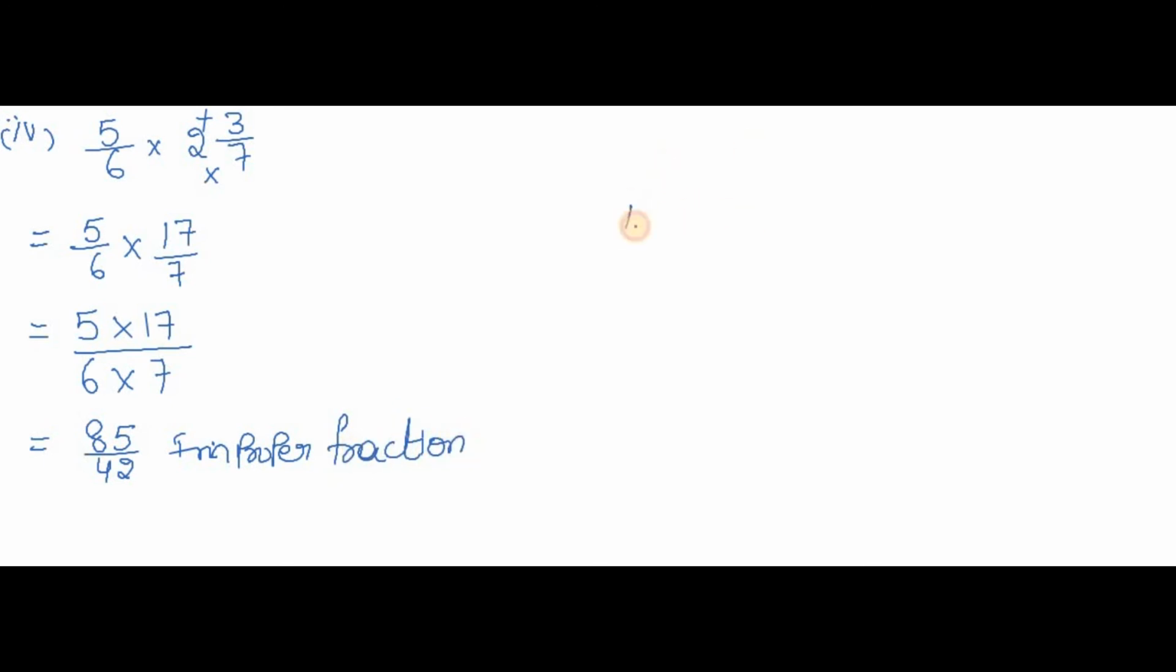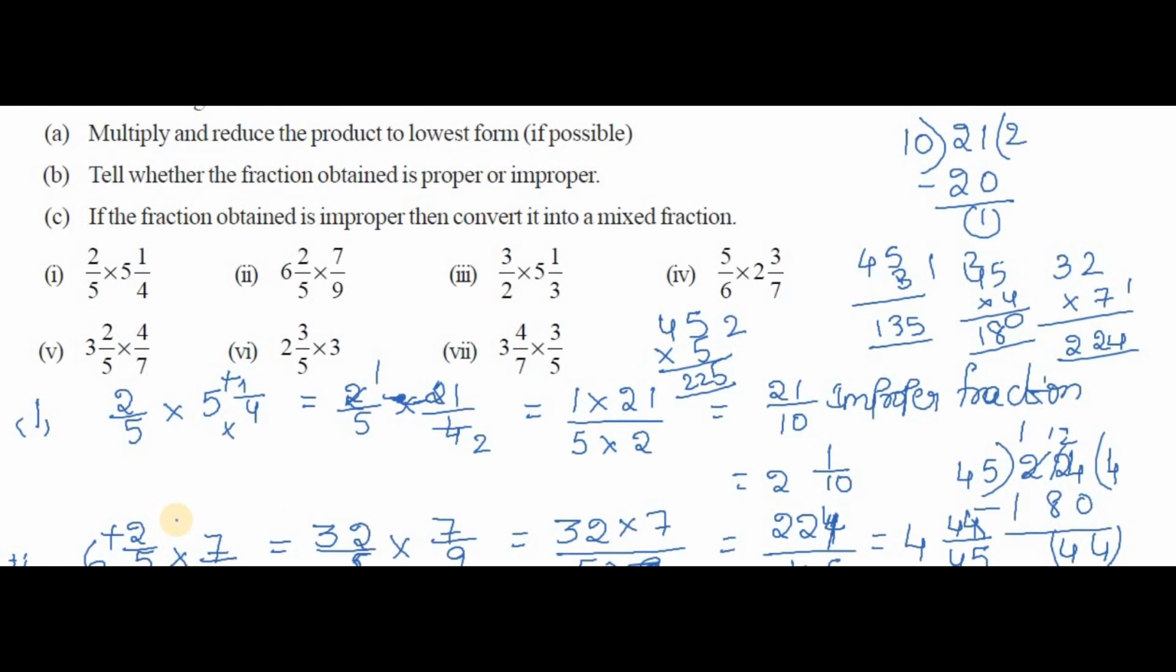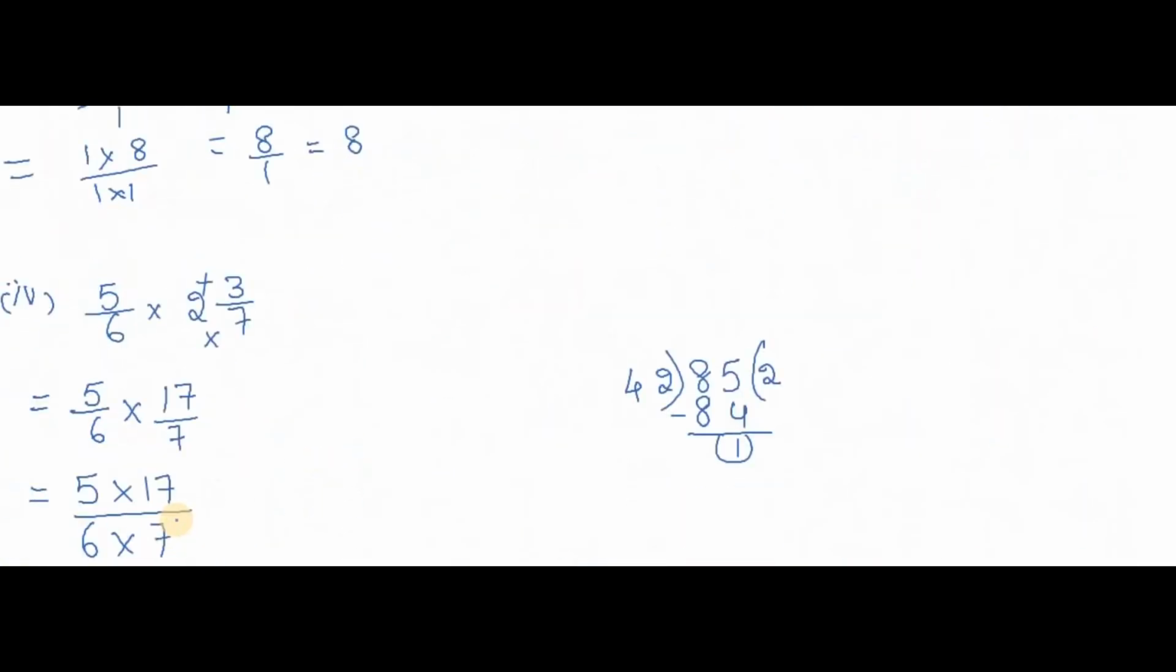Now we will divide 85 by 42. So 42 2s are 84 and 1 is the remainder. We can write this as a mixed fraction, 2 1 by 42. Now next question we will see, 3 2 by 5 into 4 by 7.